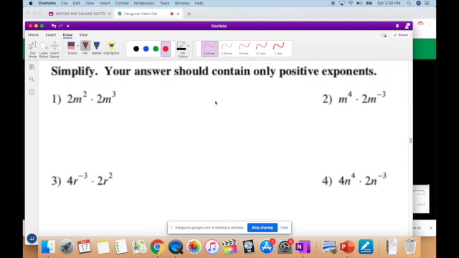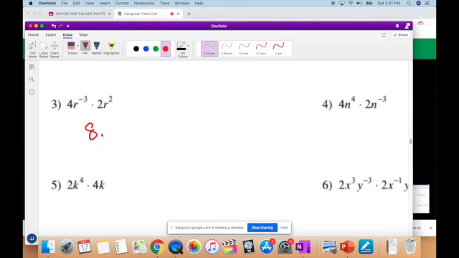Right, so simplify your answer. Your answer should contain only positive exponents, as is good mathematical manners. So 2 2s are 4 m to the power of 5. Are you cool with that? Yes. Alright, this one here is 2 m to the power of 1. Okay? Yes. 4 2s are 8 r to the power of -1, yeah? Right, but that's not correct because they want positive exponents only, so the answer is 8 over r. This is r to the 1, which is r. So we want positive exponents only, right?